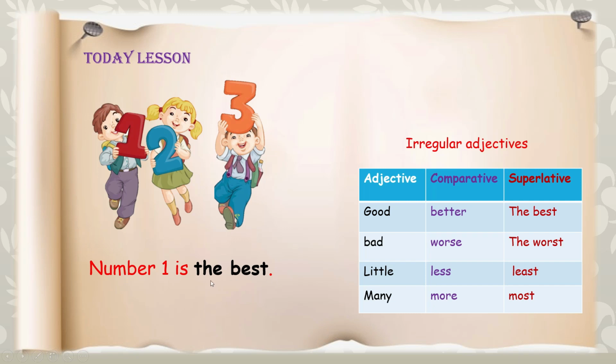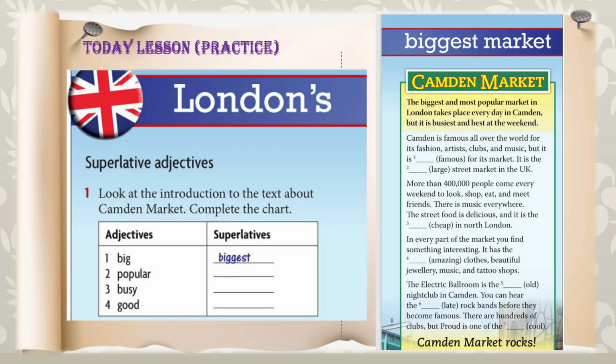Okay, so we can say number 1 is the best. The word "the best" is from the original adjective good. So when we want to say that number 1 is the best among these three numbers, we have to say, "Number 1 is the best." Okay, so now let's move on to the next. There's the practice for our lesson today.